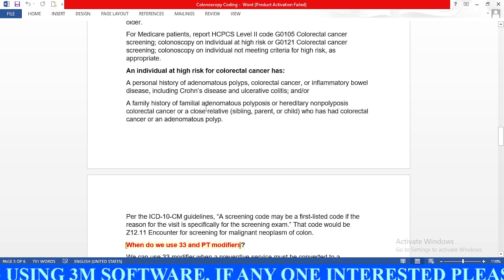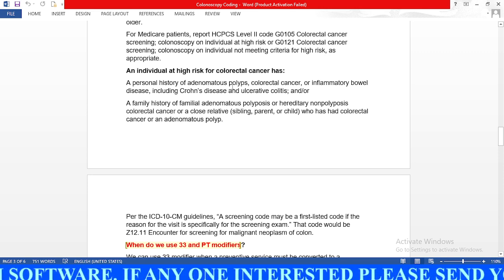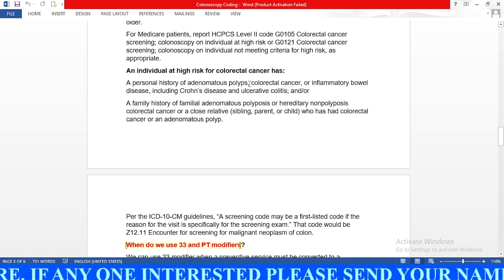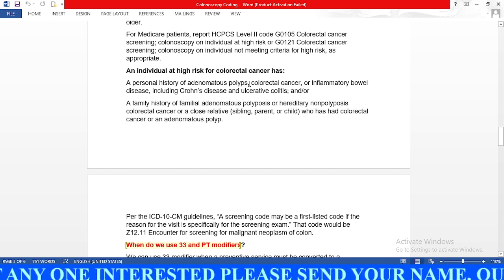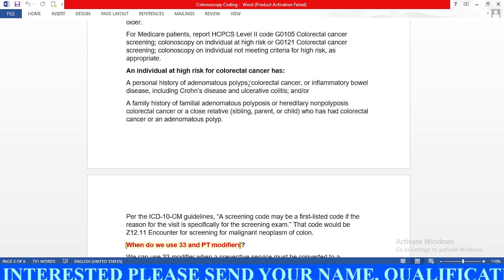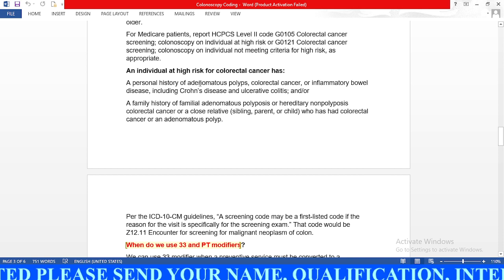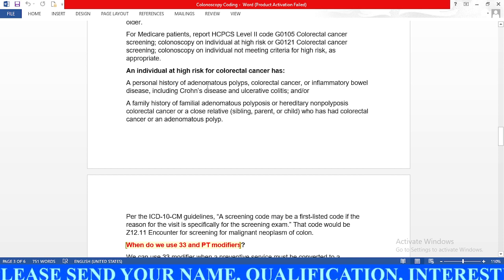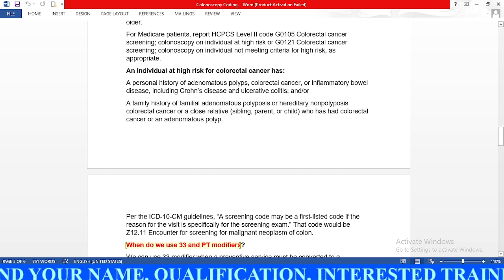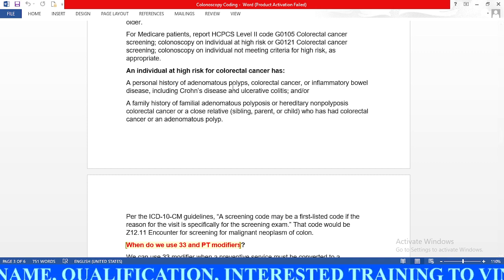An individual at high risk for colorectal cancer has a personal history of adenomatous polyps. Here you need to understand one important point. If the patient has a polyp history previously, we can't consider it as high risk. Here the patient needs to have adenomatous polyps. Adenoma means it is like a tumor. So the patient needs to have adenomatous polyps in order to be considered high risk.